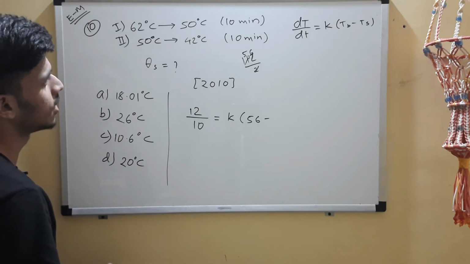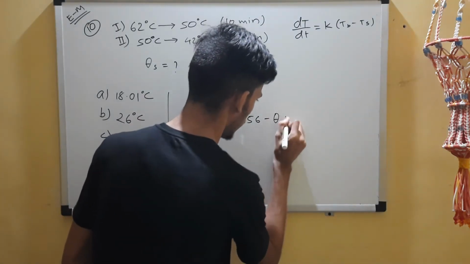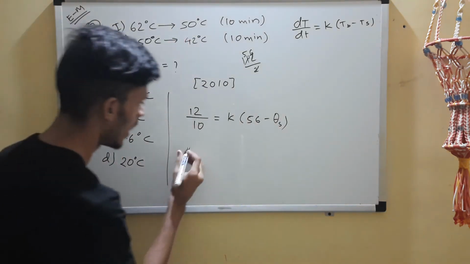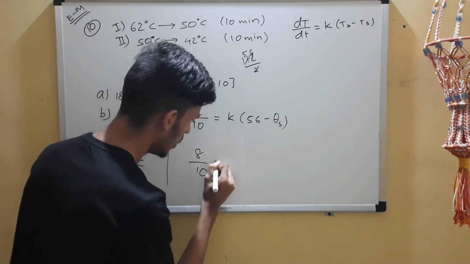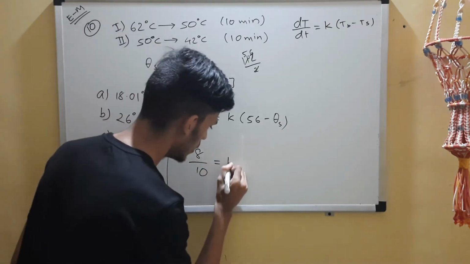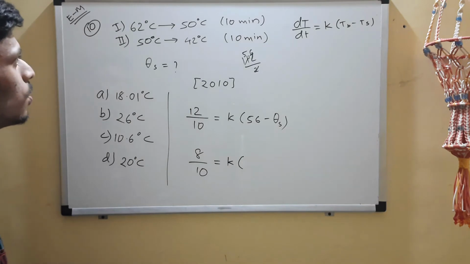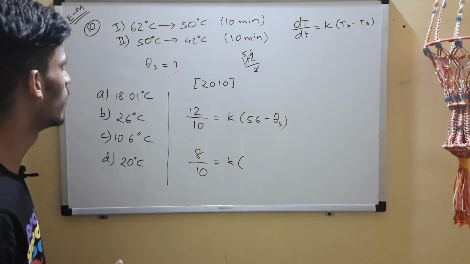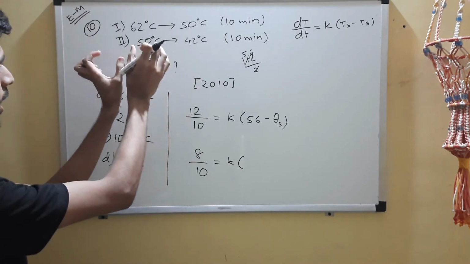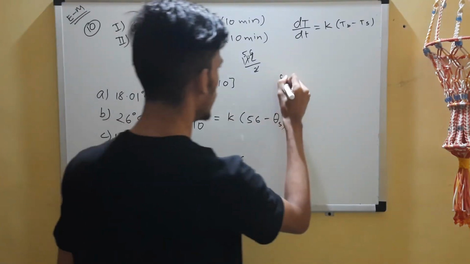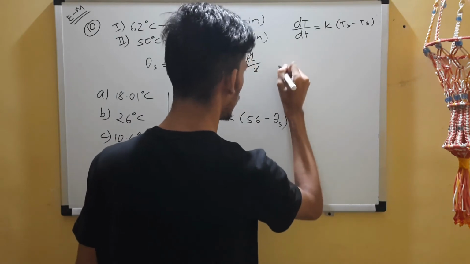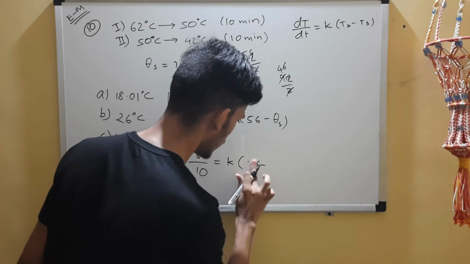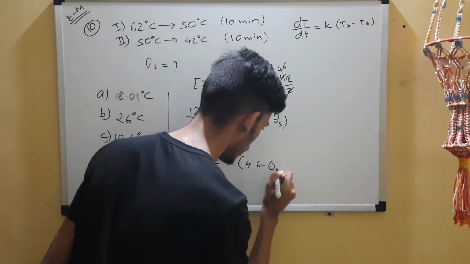And minus the temperature of the surrounding, which we want to find. Let's write the equation in the second case. The fall in temperature is 8 degrees now. Time taken is 10 minutes, into K, into the average over here. So 40, that will be 92, right? 40, 50, 90, 92. 92 divided by 2 is 46. So 46 minus the temperature of the surrounding.